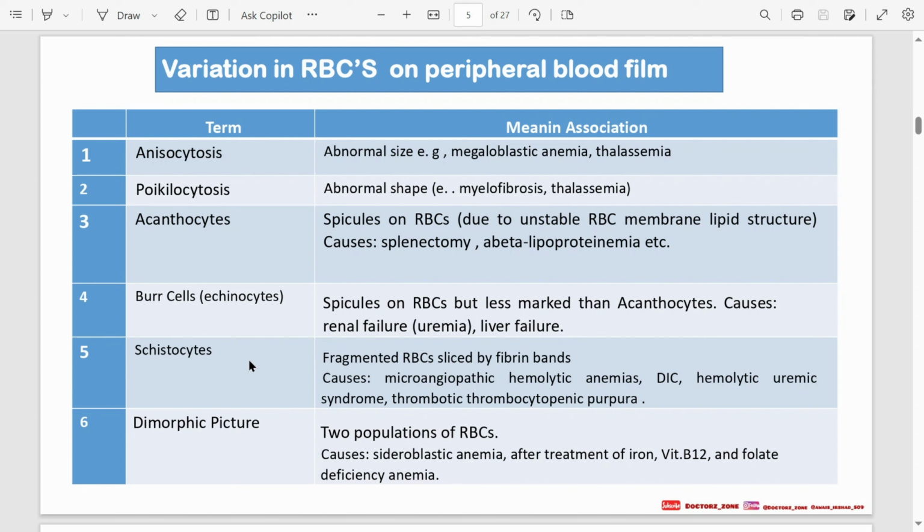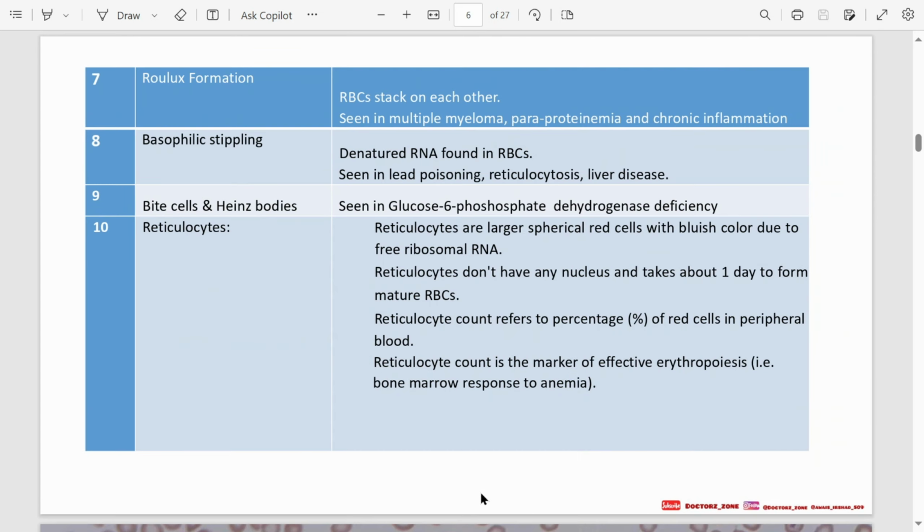Then are the schistocytes. These are the fragmented red blood cells, which are usually seen in the microangiopathic hemolytic anemia, DIC, hemolytic uremic syndrome, and thrombotic thrombocytopenic purpura. Then is the dimorphic picture, in which we find both types of red blood cells, small and large, which are usually seen in the sideroblastic anemia, after treatment of iron deficiency anemia, and in vitamin B12 and folate deficiency anemia.